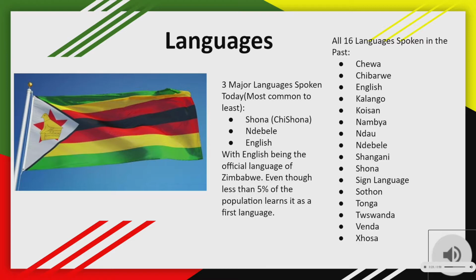There are also 16 other languages spoken: the Chewa, Chibarwe, English, Kalanga, Khoisan, Nambya, Ndau, Ndebele, Shangani, Shona, Sign Language, Sotho, Tonga, Tswana, Venda, and Xhosa.